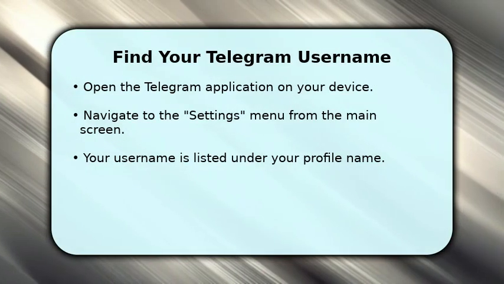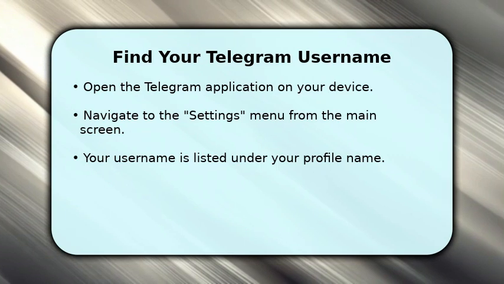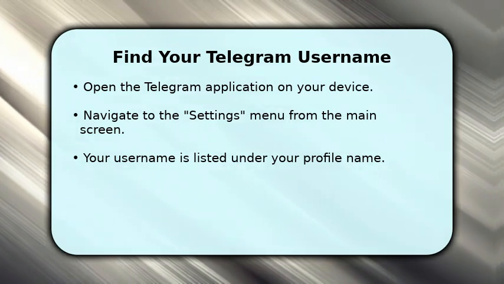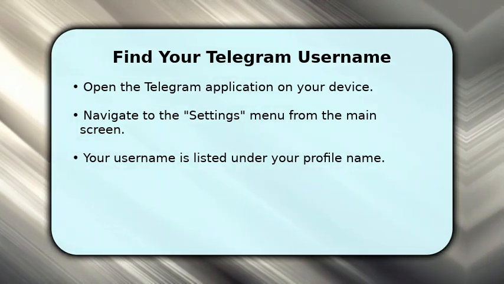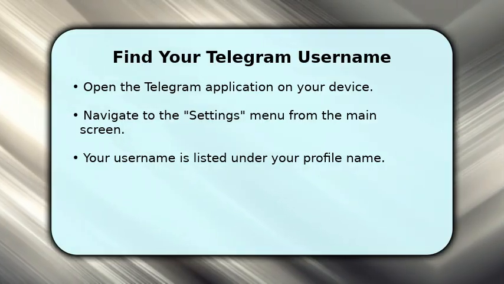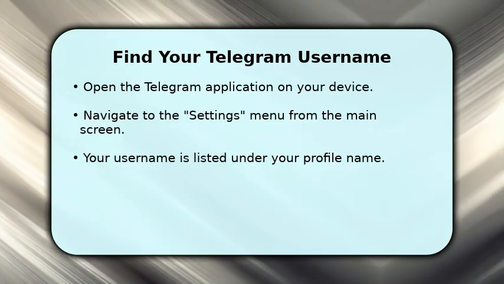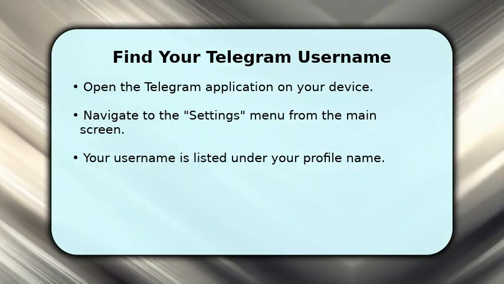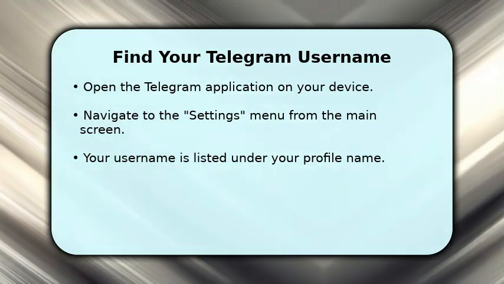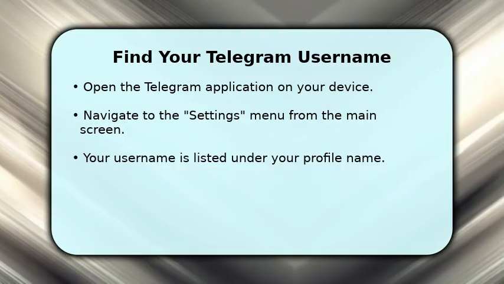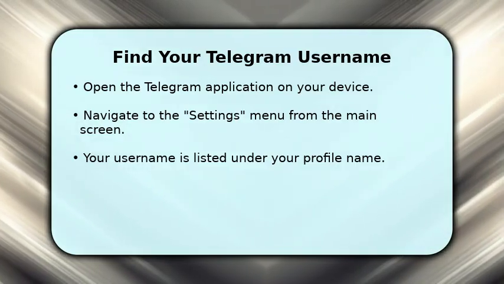To find your Telegram username, open the app and tap on the 3 lines or your profile picture to open the menu. Then, select Settings. Your username will be clearly displayed right below your profile name. If you haven't set one yet, you'll see an option to create a unique username. This is crucial for others to find you easily without needing your phone number.